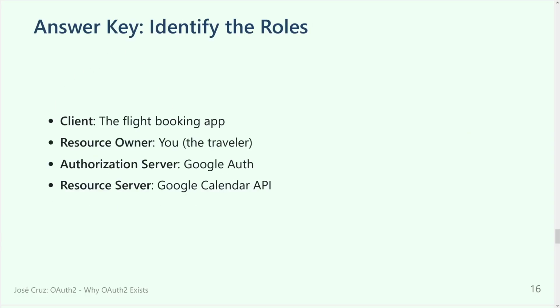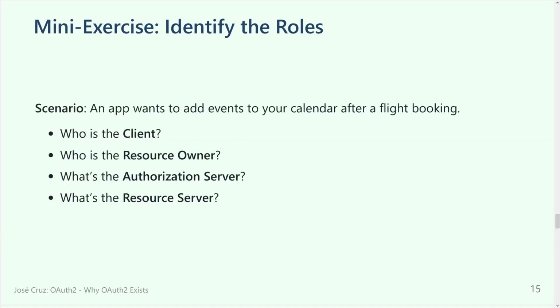So the answer: the client, of course, will be the flight booking app because it's the application that needs to connect to an API to add that event. And of course, the resource owner is you or me, who is doing the traveling. The authorization server, let's say it's Google Auth. That's why I said it can be Google, but it could be a different one. And the resource server will be the Google Calendar API because the application needs to add events and usually it uses an API.